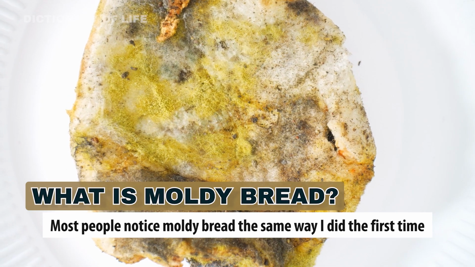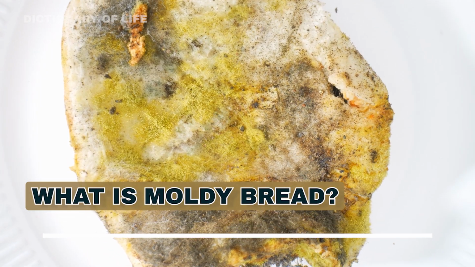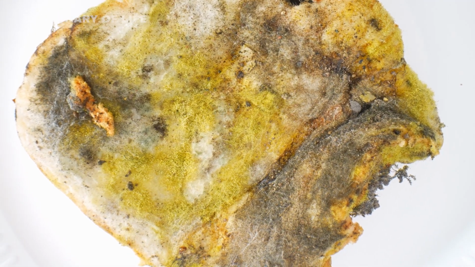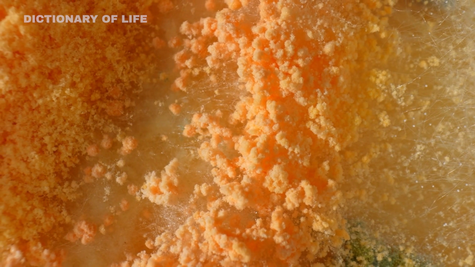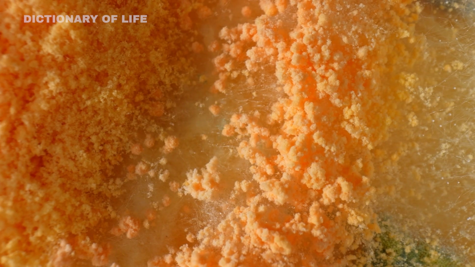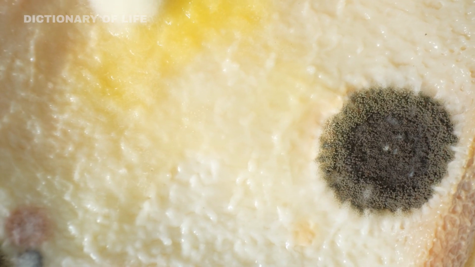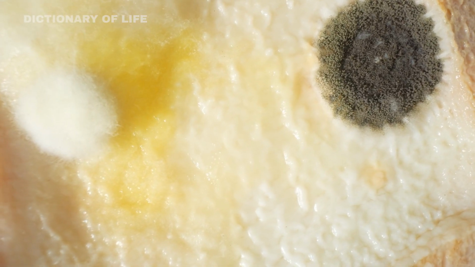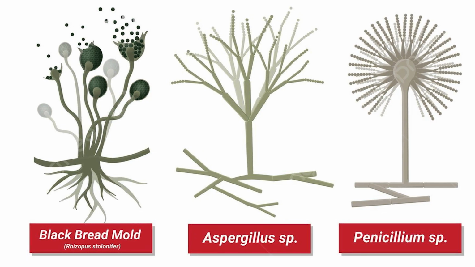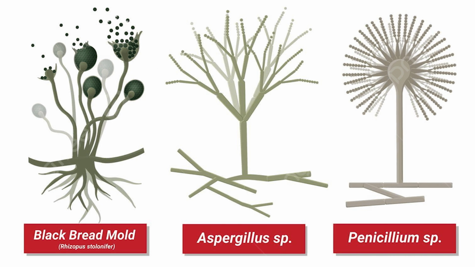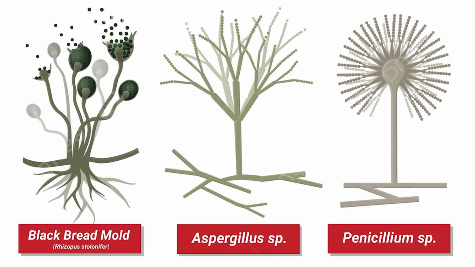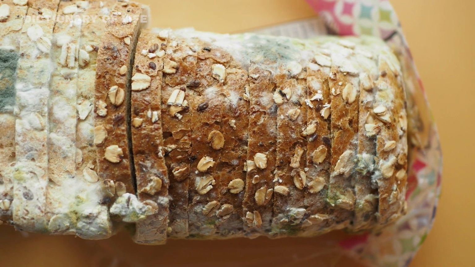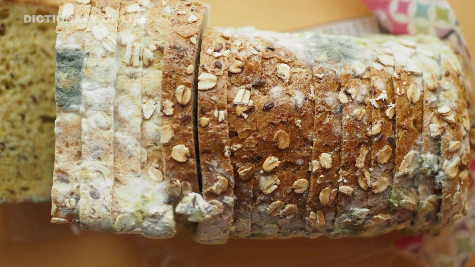Most people notice moldy bread the same way I did the first time. A soft loaf sitting quietly on the counter, suddenly marked by a strange green or white fuzz. At first glance, it looks like something just appeared on the surface. But in reality, mold is not a stain. It's a living organism. Bread mold is made up of microscopic fungi, most commonly species like Rhizopus, Penicillium, or Aspergillus. These fungi spread through tiny spores that are always floating in the air around us. When they land on a moist, nutrient-rich surface like bread, they begin to grow.